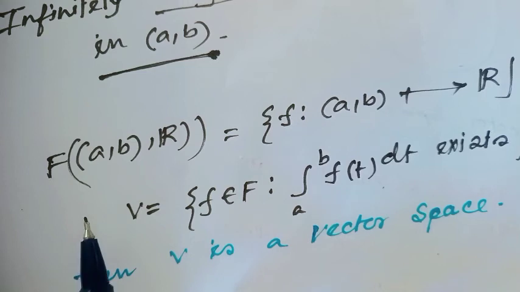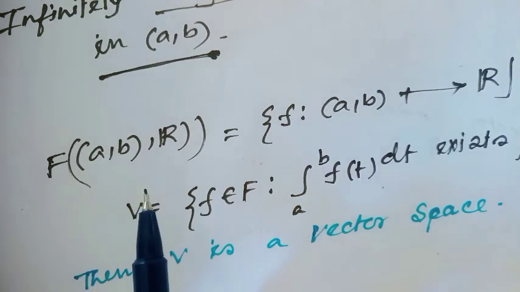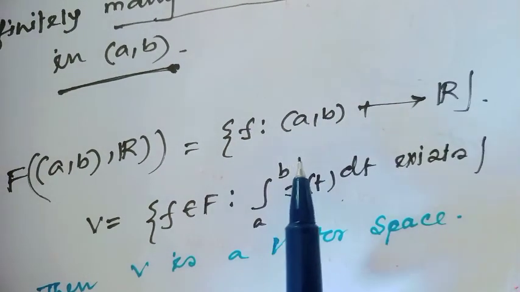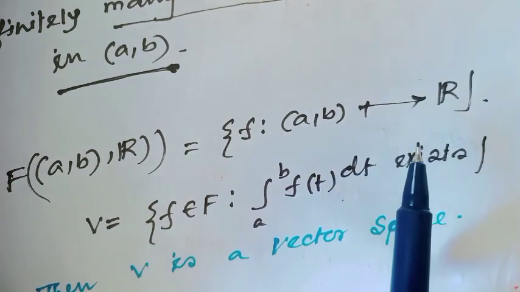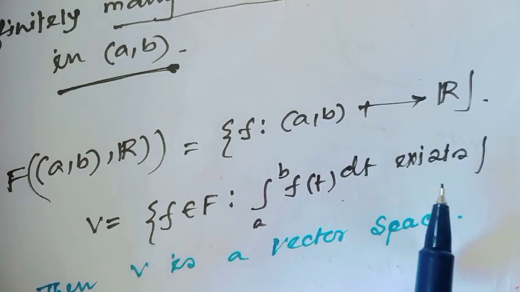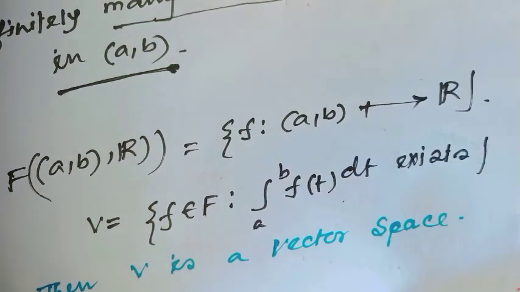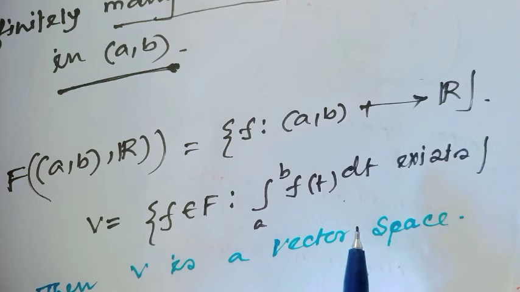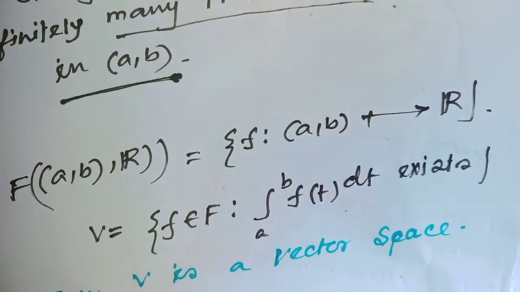Our next example, consider F[a,b] to R. This is the set of all functions defined from [a,b] to R. And here the vector space is defined as the set of all functions such that the integral from a to b of f(t) dt exists. That means the set of those functions which are Riemann integrable. Obviously this is a vector space, because if we consider two functions which are Riemann integrable, then their sum would obviously be Riemann integrable.